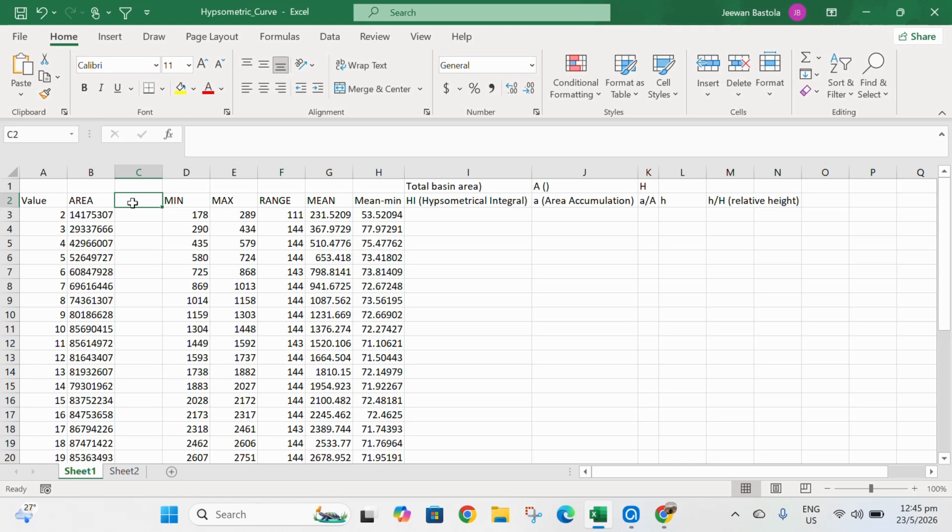Since the area is in square meters, I have to convert it into square kilometers. The formula is equals to the area in square meters divided by 1 million.